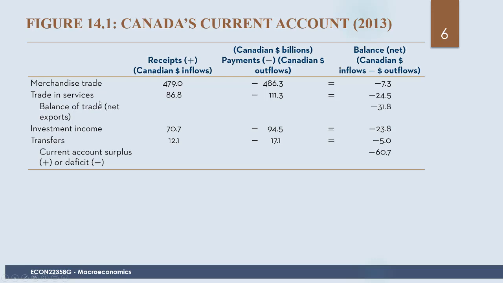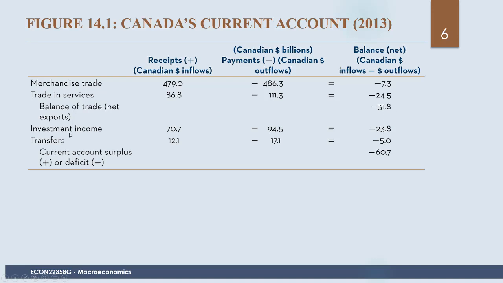Then we have services. Okay, so when we look at services, we also had a deficit here of negative 24.5. And so the total balance of trade, in other words, our net exports, was negative 31.8 billion. And so this means that we bought more goods and services from the rest of the world than they bought from us. And so that's a negative, and it's a net outflow.